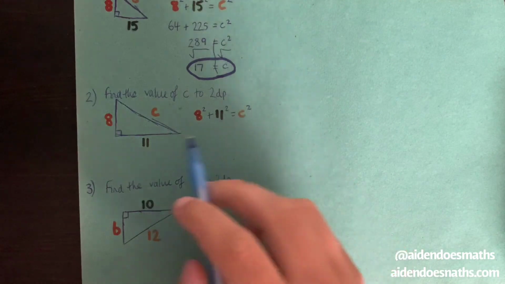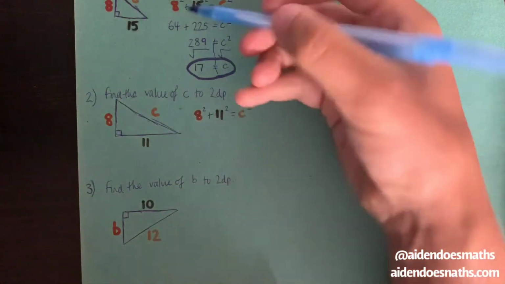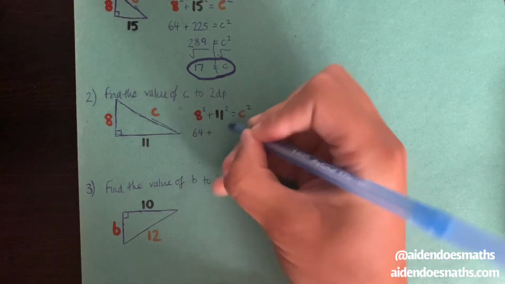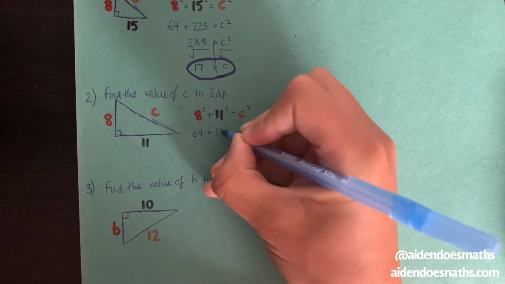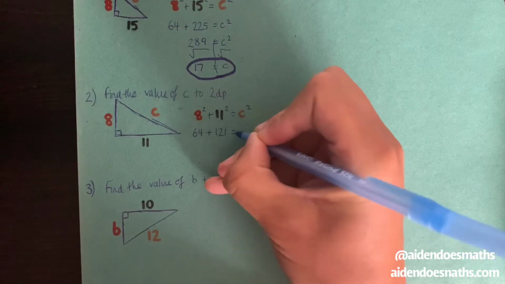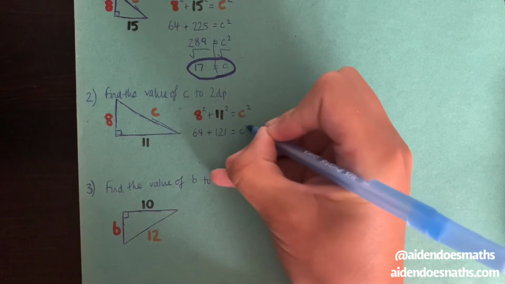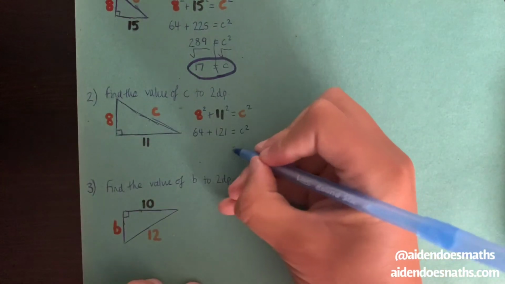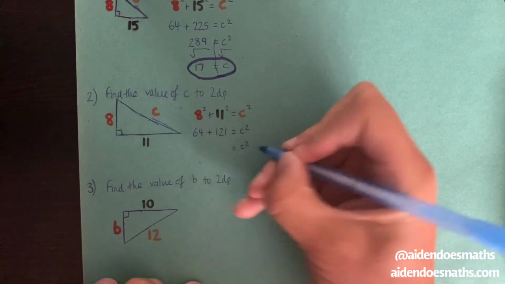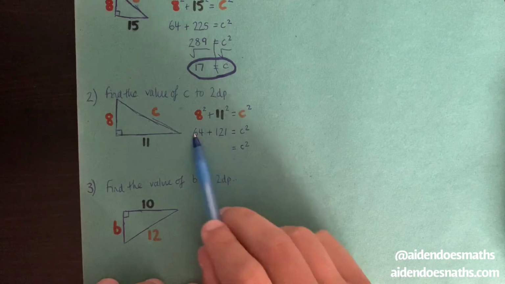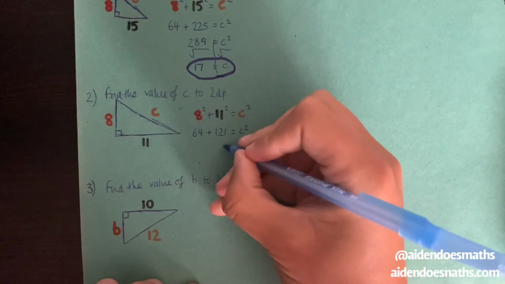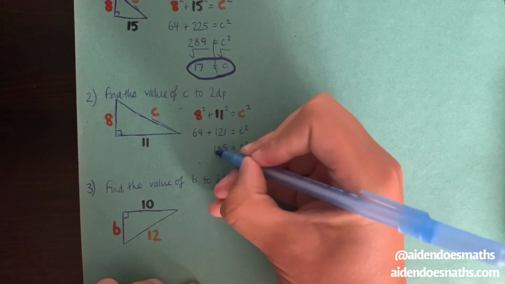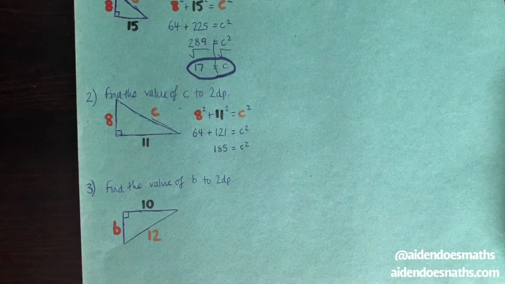So let's think about 8 squared again. We've got it up here. We had it in the example: 64. 11 squared we might know: 121 equals c squared. Just like the last question and the example, every time we do these, we're going to do the same thing. Add up these 2 numbers. So 1 plus 4 gives us 5 in our units, 6 plus 2 is an 8, and just the 1 in our hundredths.